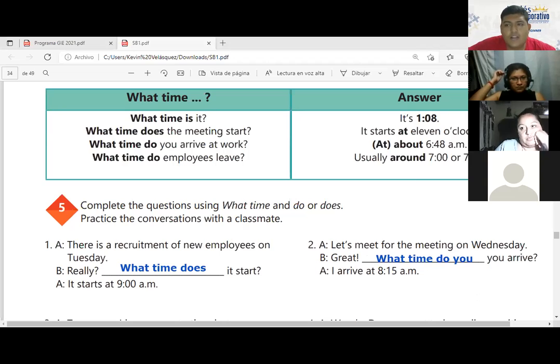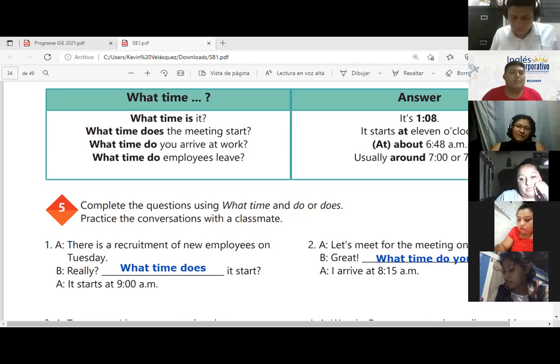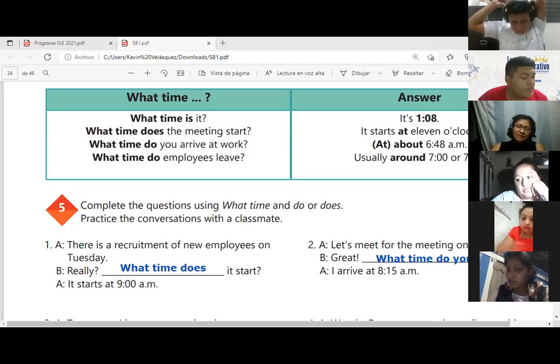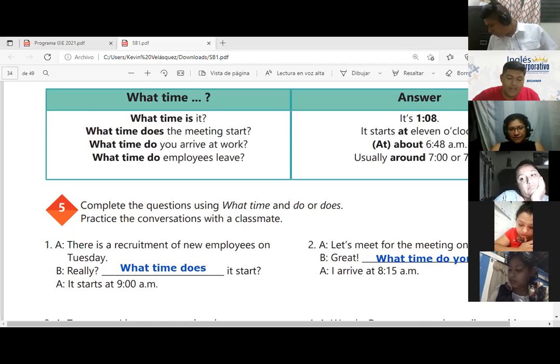What is recruitment? Recruitment. Like, for example, in your company, human resources, they develop the recruitment procedures when they get new employees. Los procesos de reclutamiento. Eso lo hace Human Resources. Lo hace Recursos Humanos de su empresa. Got it? Yes. Excellent. Muy bien. Nice.